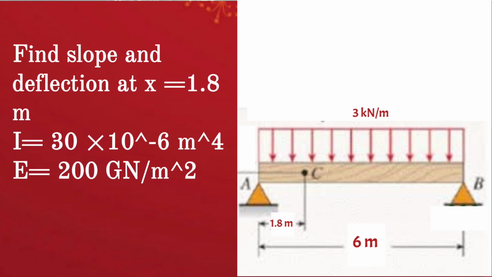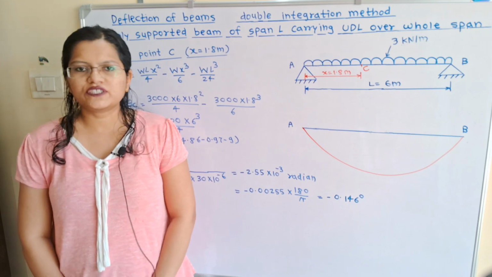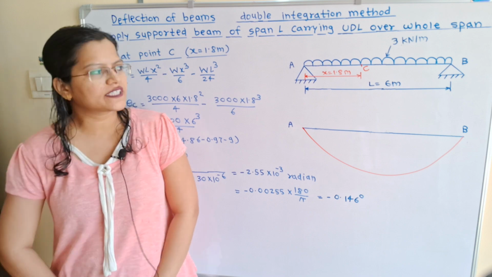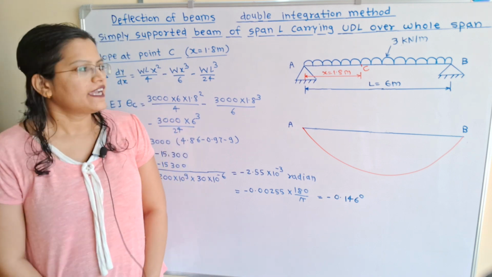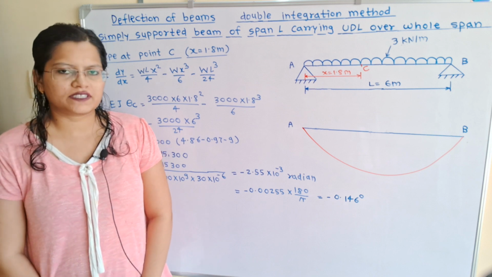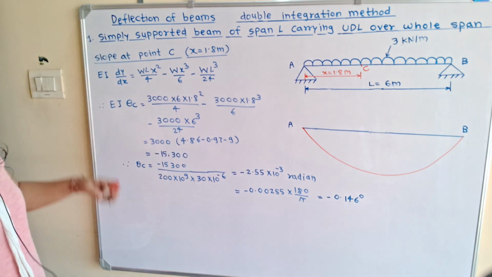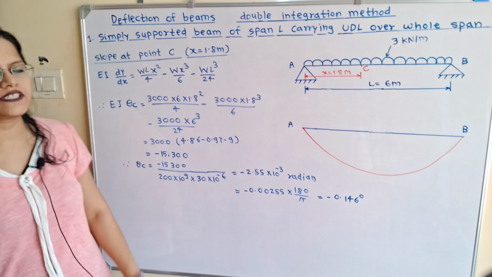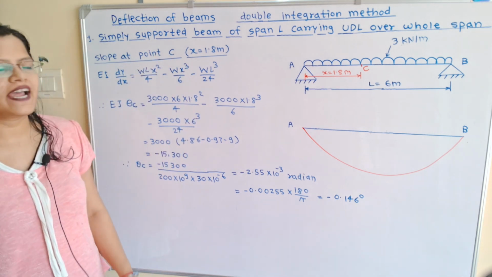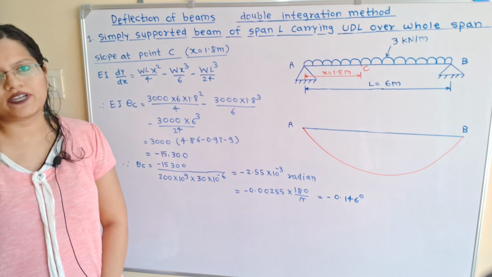Find the slope and deflection at x is equal to 1.8 meter, where I is equal to 30 into 10 raised to minus 6 meter raised to 4 and E is equal to 200 giganewton per meter square. In this question, a uniformly distributed load of 3 kilonewton per meter and a beam length of 6 meter are given. We have to find the slope at point C, where point C is at a distance x is equal to 1.8 meter.